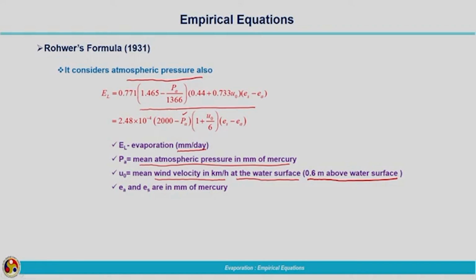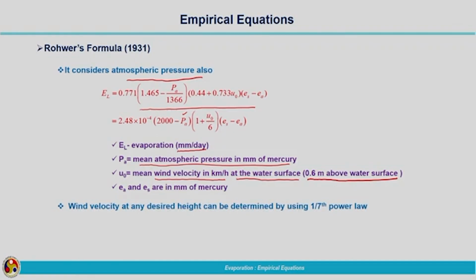So, some units are in millimeters, some are in kilometers, and in the case of pressure it is in millimeters of mercury, and EA and ES are vapor pressure corresponding to the prevailing temperature, and ES is the saturation vapor pressure, that is also expressed in terms of millimeters of mercury.